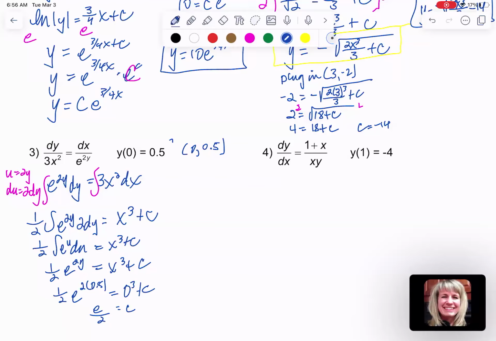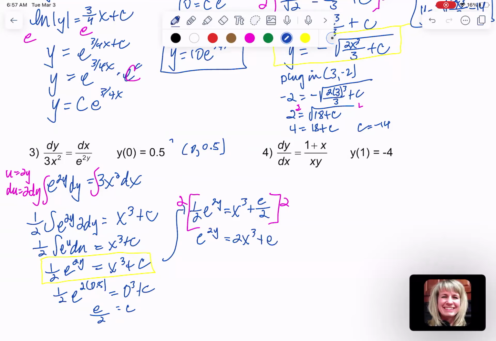And then when you plug it back in to where you plugged in the point, we plugged in the point at this stage right here. I've got to go back to that stage to plug in the c. Wherever you decided to start plugging in, you've got to go back to that to plug in c. So doing that, I'm going to get 1/2 e to the 2y equals x cubed, now plus e over 2. I'm going to multiply both sides, or every term, by 2. And so I end up with e to the 2y equals 2x cubed plus e.